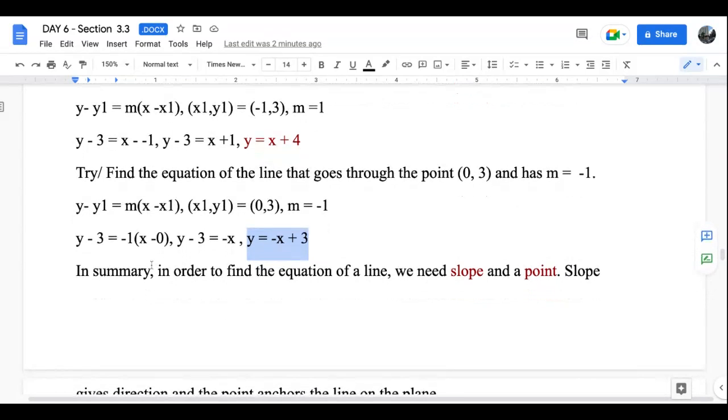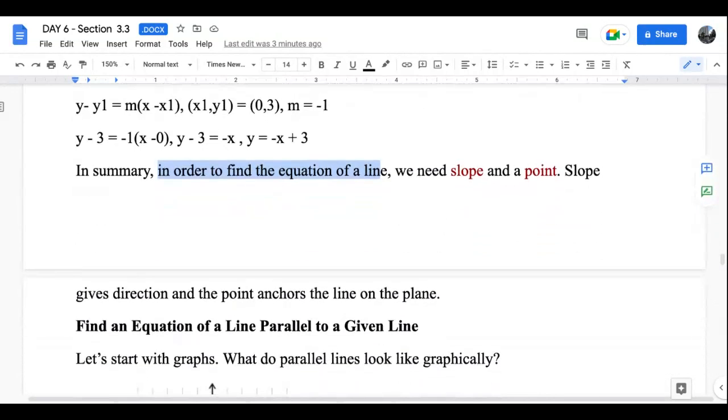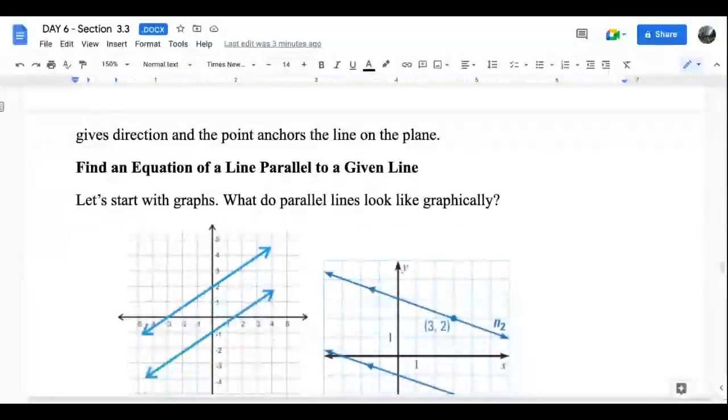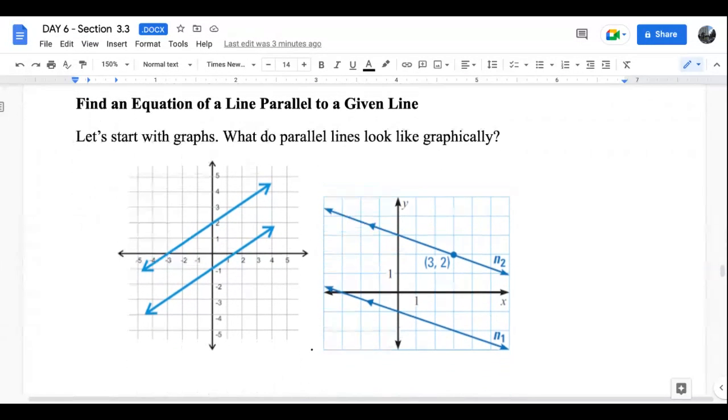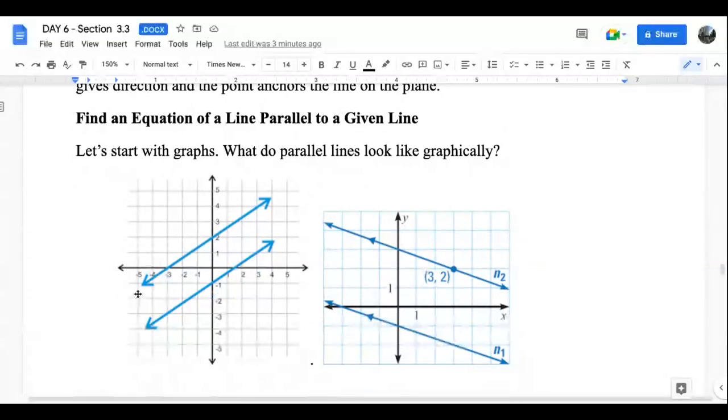So in summary, in order to find the equation of a line, we need either 2 points or a point and slope. Slope gives direction and the point locates the line. Let's see this one. You see this.